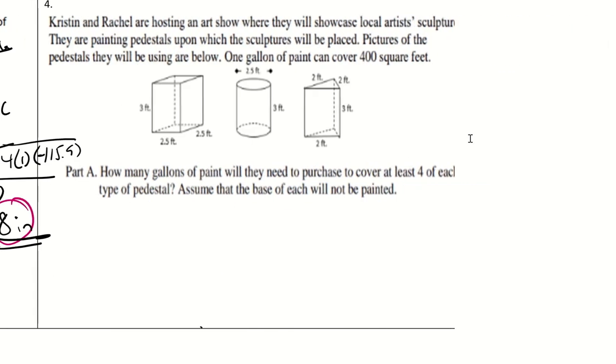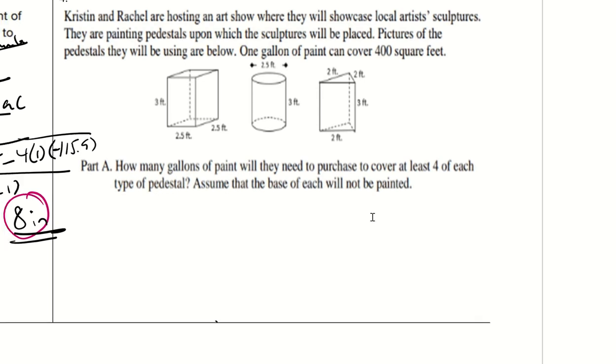Okay, so that was a pretty advanced problem because it involved the quadratic formula. Number 4. Kristen and Rachel are hosting an art show where they'll showcase the local artists' sculptures. They're painting pedestals upon which the sculptures will be placed. Pictures of the pedestals they'll be using are below. 1 gallon of paint can cover 400 square feet. How many gallons of paint will they need to purchase to cover at least 4 of each type of pedestal? Assume that the base of each will not be painted.